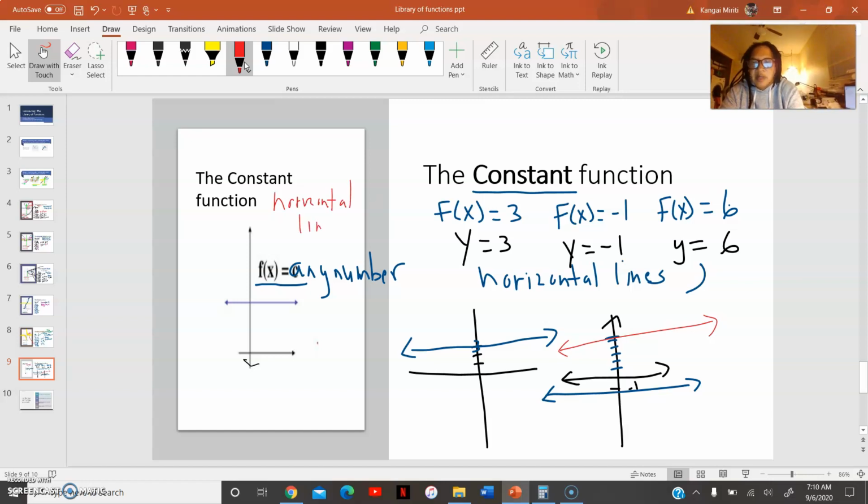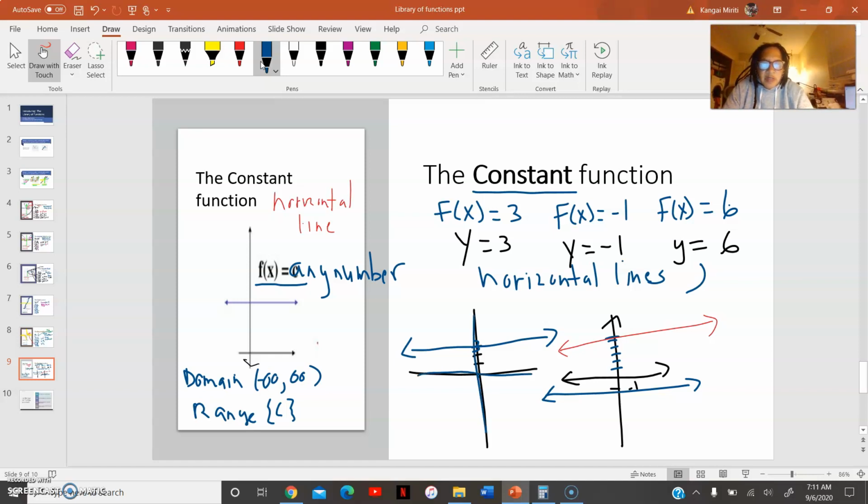That's the word horizontal. I know it doesn't look like it. And the domain then always for these functions, since they go forever from left to right, is from negative infinity to positive infinity. And the range is only going to be one value. It's going to be the c value, any number that we have there. So for instance, the range of this y equals 3 function is just the number 3.